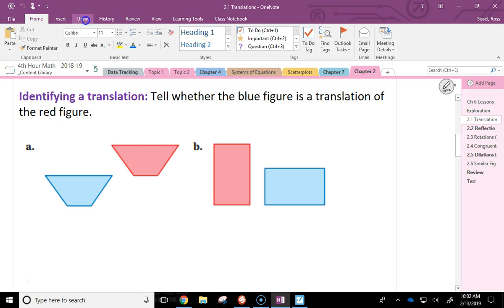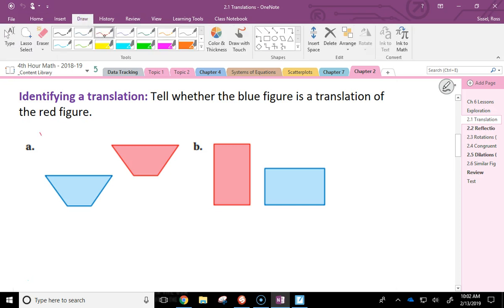So we would go ahead and say, yes, this is a translation. All that happened was all these corners moved the same direction.